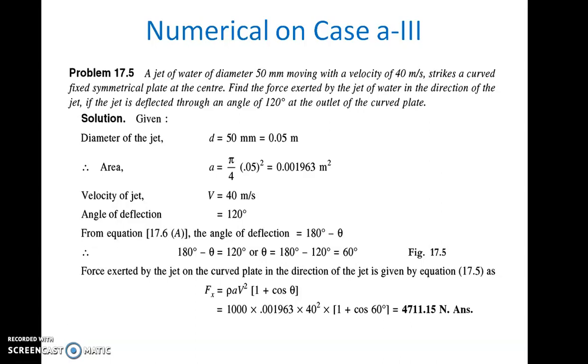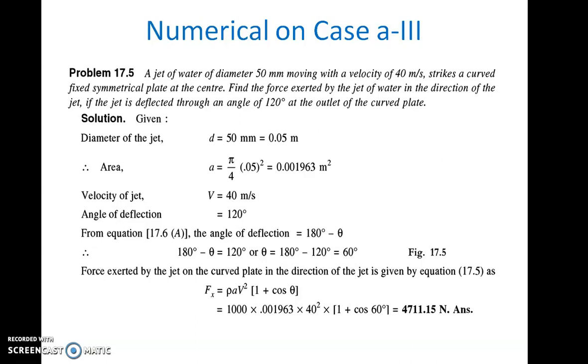Now let us see numerical. A jet of water of diameter 50 mm moving with a velocity 40 meter per second strikes a curved fixed symmetrical plate at the center. Find the force exerted by the jet of water in the direction of the jet, if the jet is deflected through an angle of 120 degree at the outlet of the curved plate.